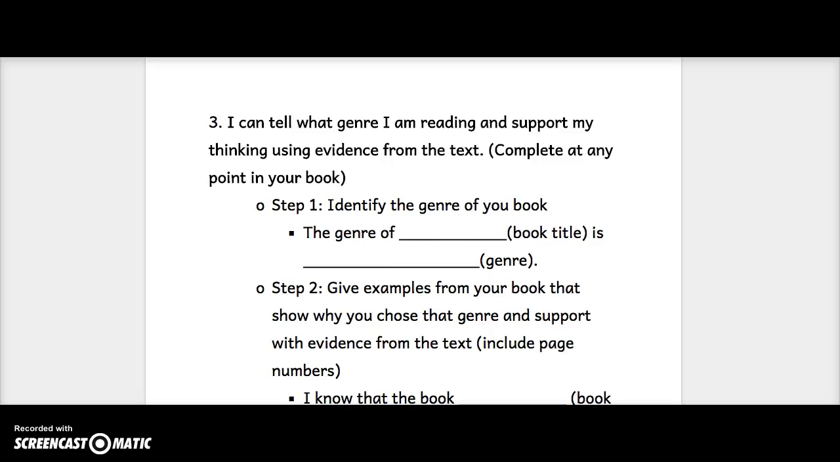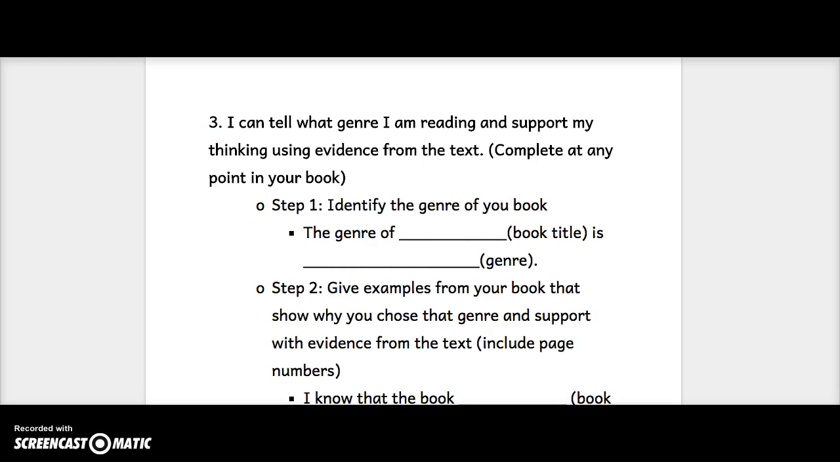So the third I can statement that you're going to be working on is I can tell what genre I am reading and support my thinking using evidence from the text. You can really complete this I can statement at any point in your book, and I think this is one that you can really complete pretty early on in your book.